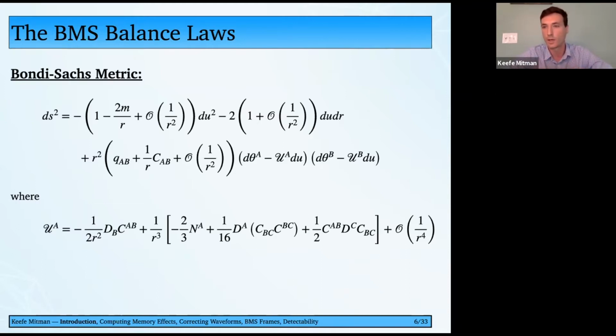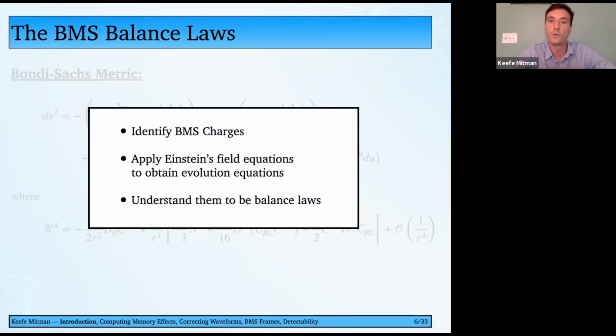And so if you take this metric and apply your typical gauge conditions to place yourself in the Bondi gauge, and you work with Einstein's equations, you can carry out the following procedure. You first identify the BMS charges in this metric corresponding to the symmetries of the BMS group or the extended or generalized BMS group. You then apply Einstein's field equations as well as these gauge conditions to come up with evolution equations for these functions. Typically the evolution equations you see are for the Bondi mass aspect and this angular momentum aspect. And then if you cleverly rearrange these equations, you can treat them as balance laws, which say that a change in a charge is balanced by a flux as well as a memory effect. This is what I'm going to be focusing on today: using these balance laws to study the memory effect.